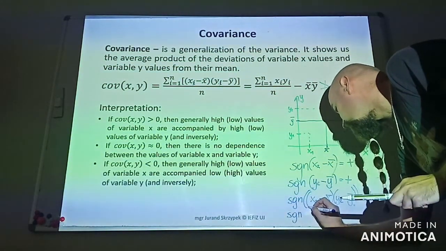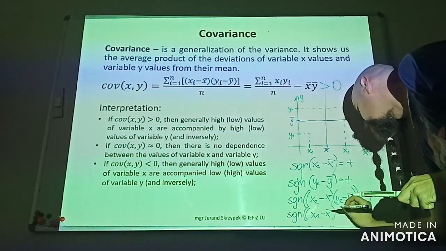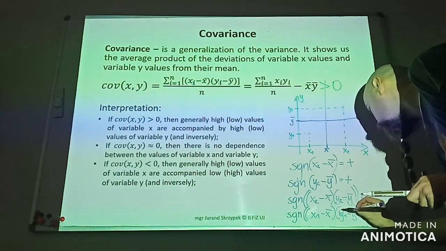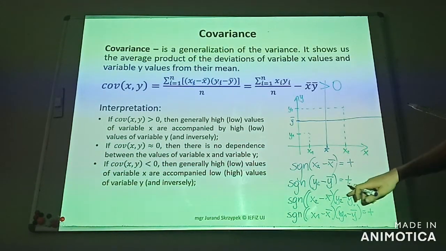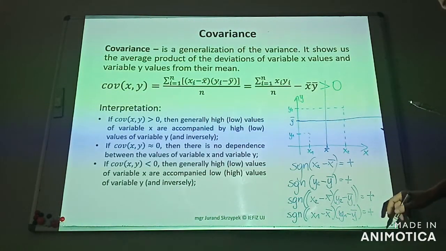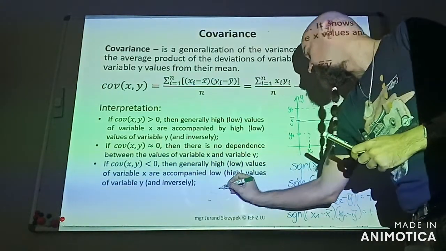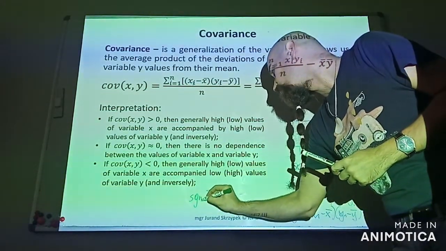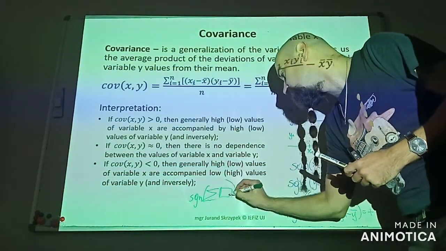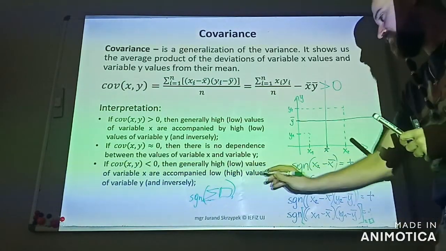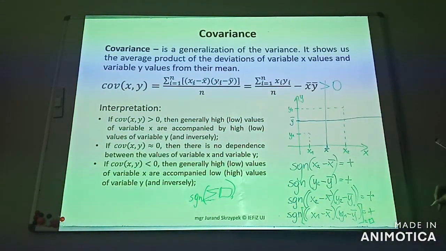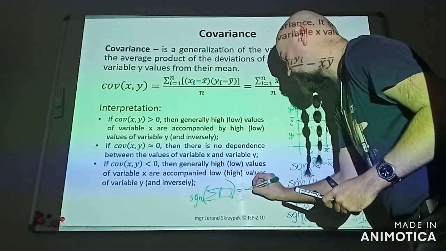And I will try to summarize the problem. The first product of deviations, as you remember, was positive. The second product of the deviations is positive. So the sign of the sum, if I sum both products which are positive, the sum will of course also be positive.